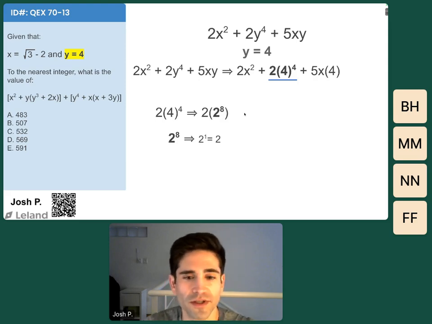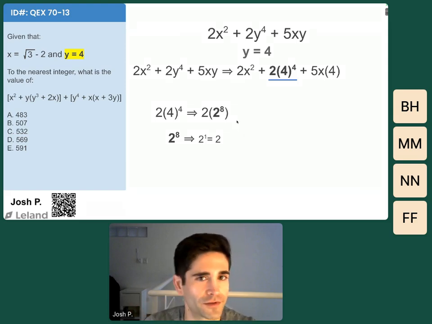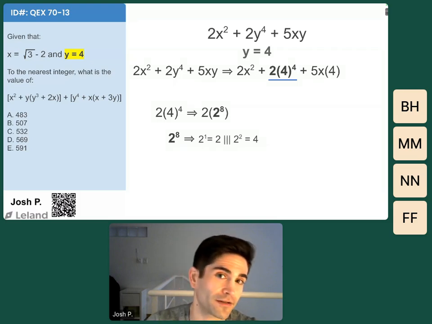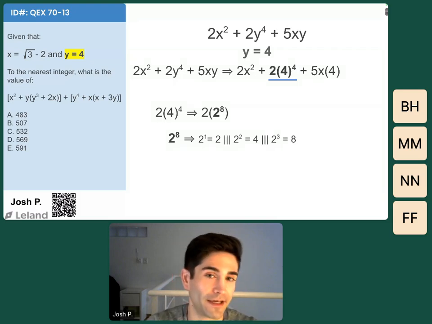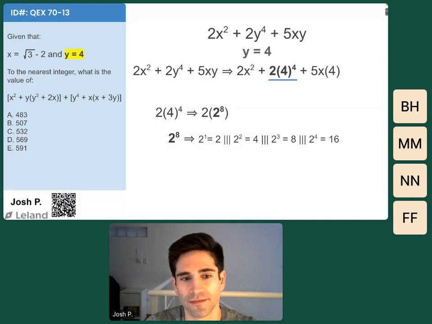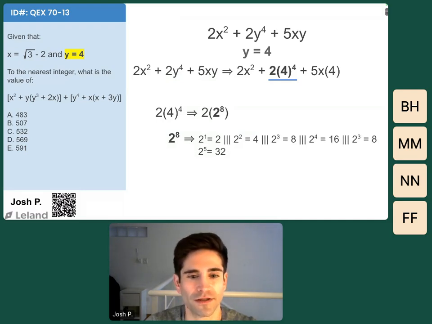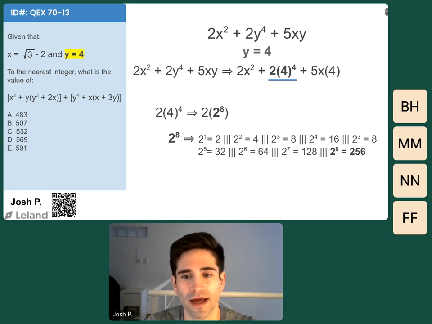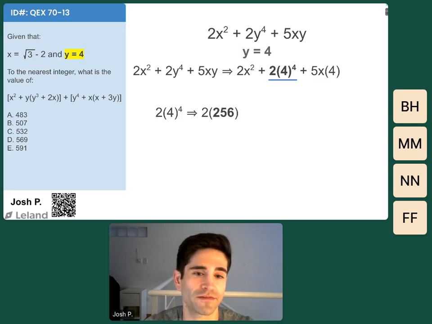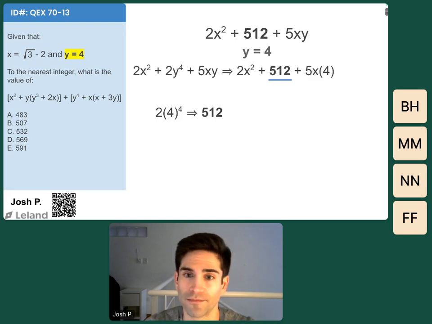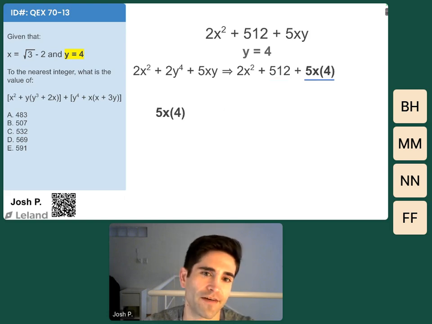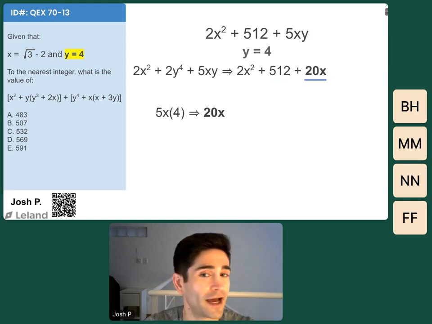Now, the easiest way to do this operation is to literally just write it out. We have 2 to the 1, 2. We double up: 2 squared 4, 2 cubed 8, 2 to the fourth 16, 2 to the fifth 32, 2 to the sixth 64, 2 to the seventh 128, and 2 to the eighth is 256. So we have 2 times 256, 512. 5x times 4 becomes 20x.